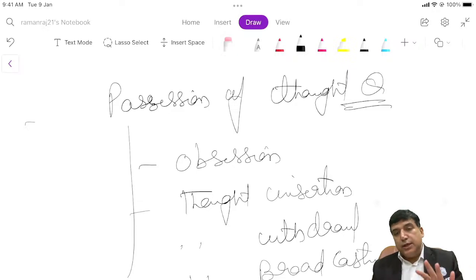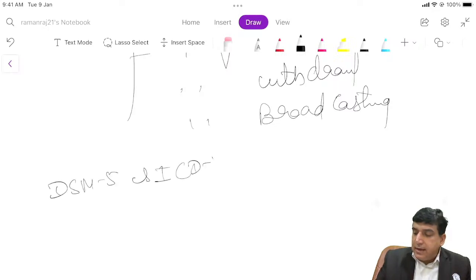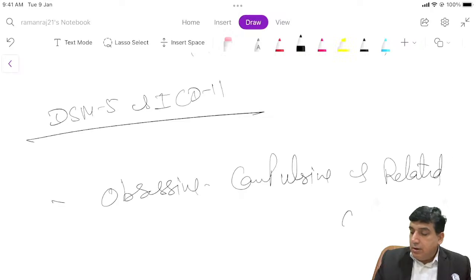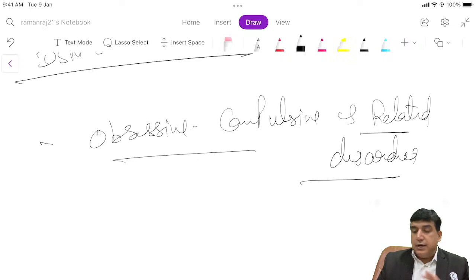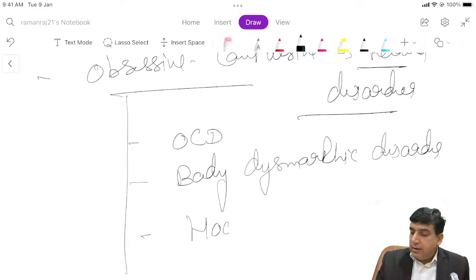So this is about OCD. Please remember that OCD was earlier counted under anxiety disorders. Now in DSM-5 and ICD-11 we have a separate category, and we call it obsessive compulsive and related disorders. Okay, dear students, so please remember that we have obsessive compulsive and related disorders. Now in DSM-5 and ICD-11 we describe OCD separately, and under this obsessive compulsive and related disorder we have OCD, body dysmorphic disorder, and hoarding disorder.